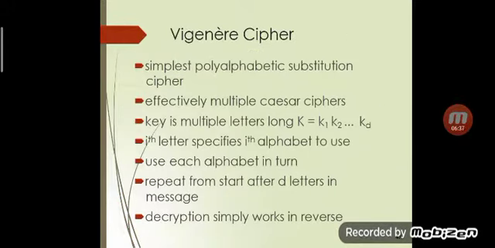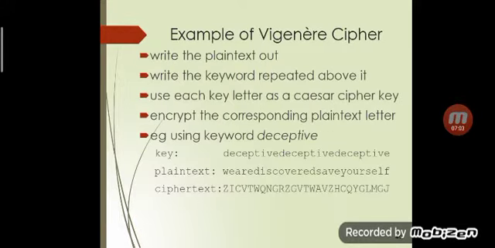So now the next cipher is the Vigenère cipher. It is the simplest polyalphabetic substitution cipher, effectively multiple Caesar ciphers. In this we can use a repetitive key, that might be key 1, key 2, up to the last letter. So here we can use the repetitive key for the Vigenère cipher.